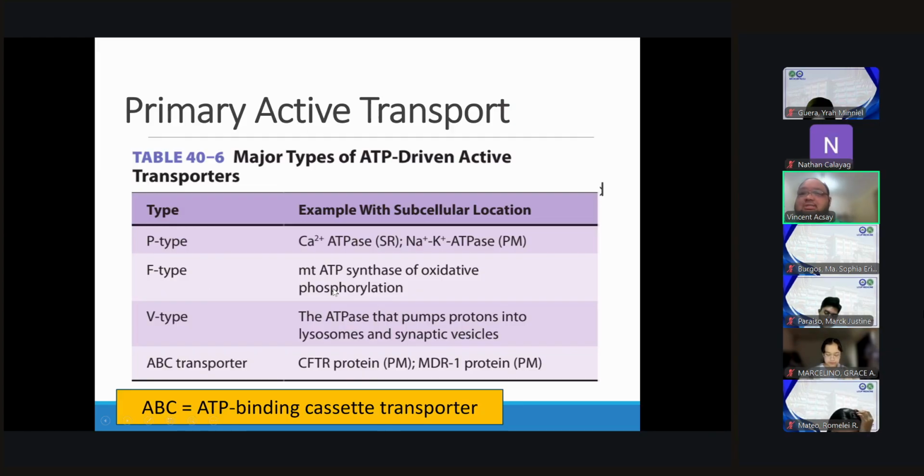Your F-type proteins that you will see here, your mitochondrial ATP synthase used in oxidative phosphorylation. We won't go too deep on these types. I'm just showing you this table to show that there are multiple forms of ATP-driven active transport proteins. Your V-type or vacuole type proteins are more present in your lysosomes and your synaptic vesicles. And then your ABC transporters, or ATP binding cassette transporters, would be dealing with larger molecules.